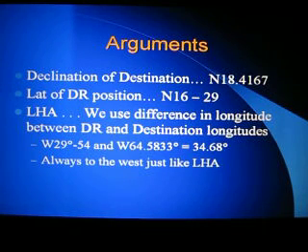Okay, the declination of the destination here was north 18.4167, that's in decimal points. The latitude of the DR position is north 16 degrees, 29 minutes. For LHA, we're going to use the difference. So we just take the west of one, the west of the other, subtract, and it comes up with 34.68 degrees in decimals. Once again, you're always doing it to the west, just like in LHA.